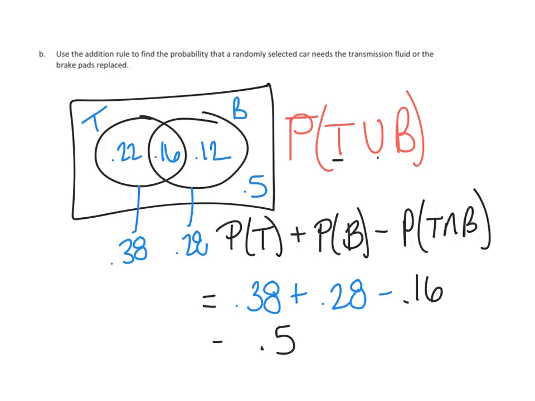Okay, so the probability that I'm in this section or this section is the probability that I'm in here plus the probability that I'm in here minus anybody that repeats itself. So that 0.16 was in both. I have to take it out.